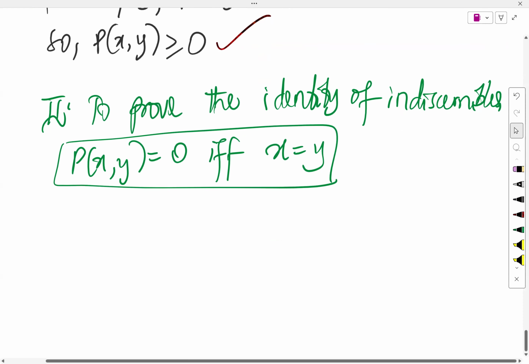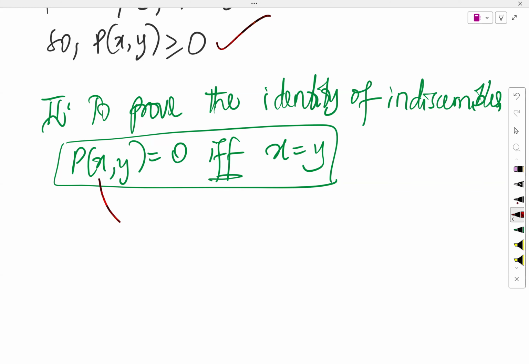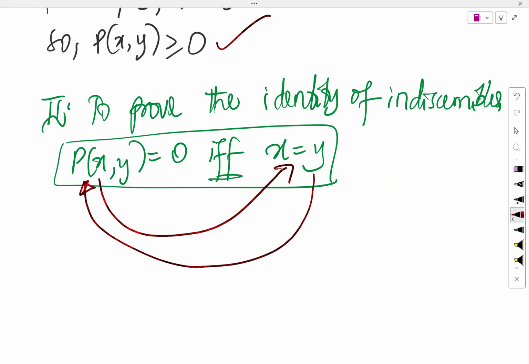So how do we go? If and only if means that you want to prove it both ways. So you start from the right and you go left. Anytime you hear something like if and only if, it means you start from here and end here, and you also start from here and end here. You have to do the two sides.